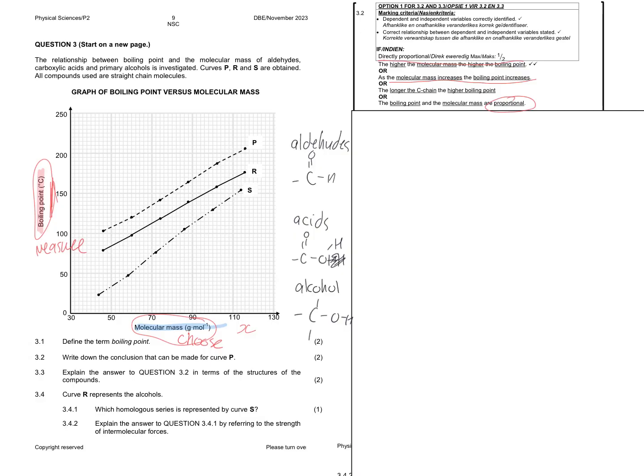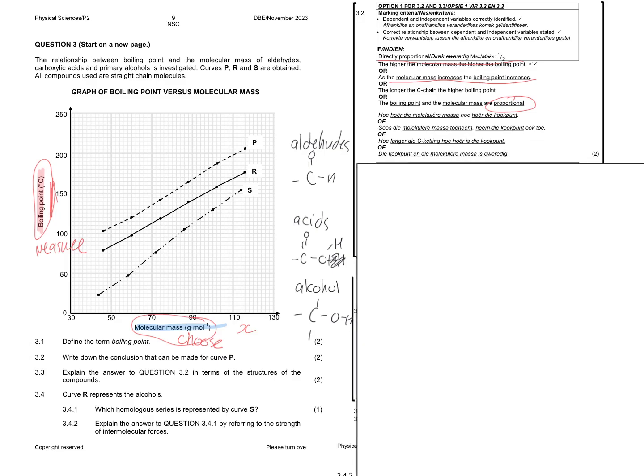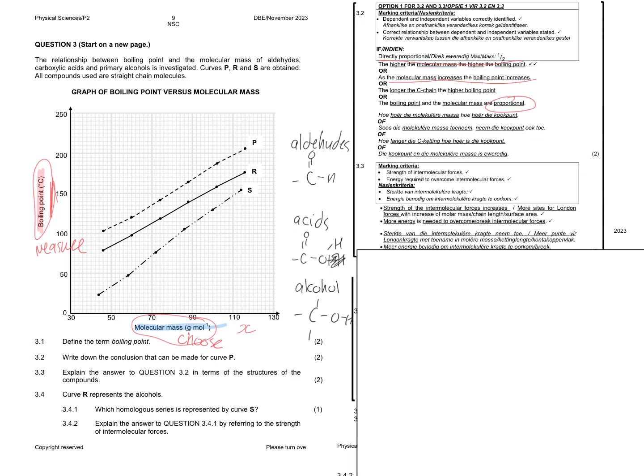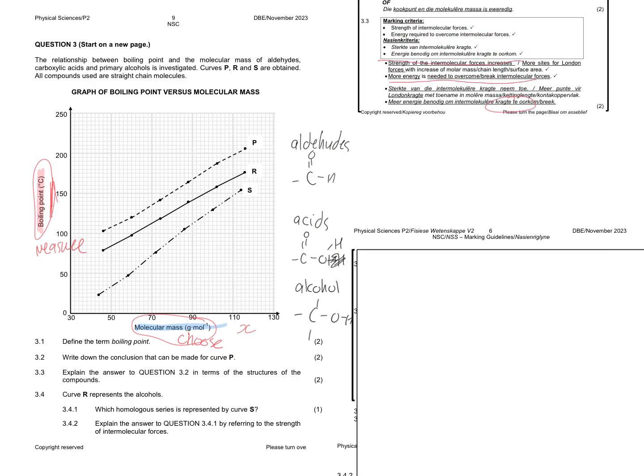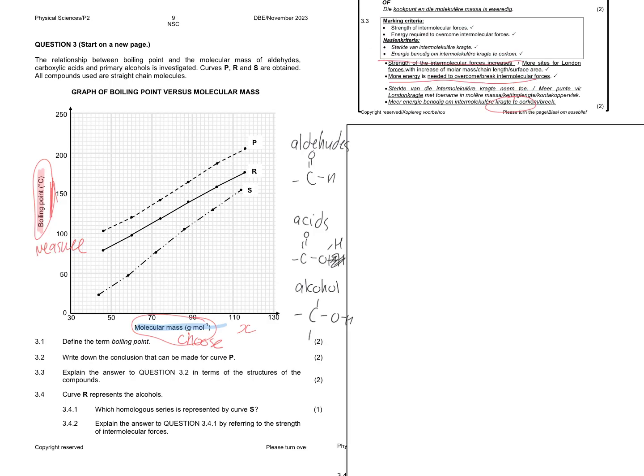Then 3.3, they say explain the answer to question 3.2 in terms of the structures of the compounds. The bigger the molecular mass, the bigger the surface area. So when we're talking about the intermolecular forces argument, we're always arguing either strength, if it's different intermolecular forces, or size. So everything along this P line, everything on this P graph, all of them.